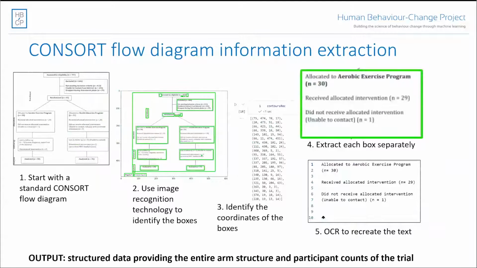And so what we're then able to do is to recreate the structure of the trial in computer readable form, in the order and the structure of the CONSORT flow diagram with the text in the boxes. So the next stage on from this is then to link that up with the data from the tables.